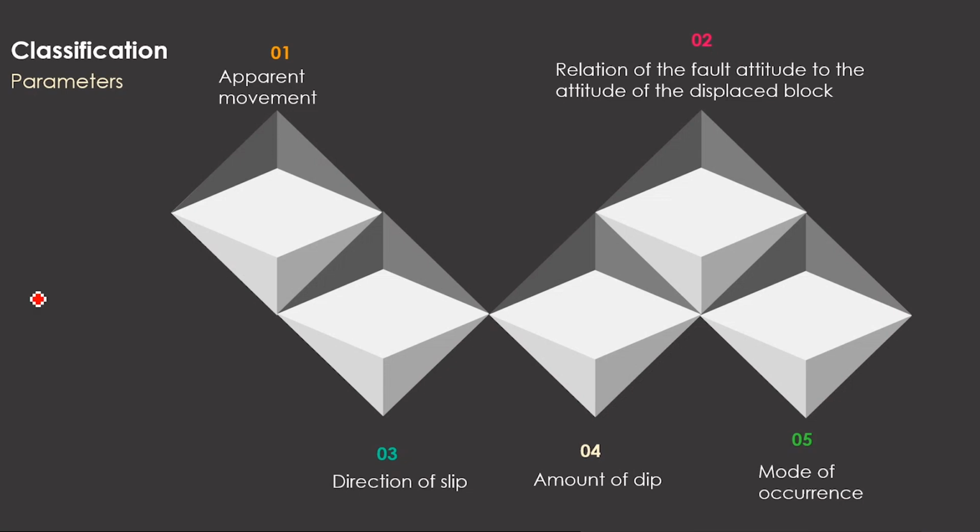So with reference to the attitude of the block, and then what happens to the faulting, that also can be a classification. Then there would be a direction of slip, which direction it is slipping, and the amount of dip, low angle, high angle, medium angle, and the mode of occurrence also. So these are all different ways we can classify, but ultimately a primary classification scheme is what we are going to discuss here in this class. That is based on the apparent or the relative movement of the disrupted block.